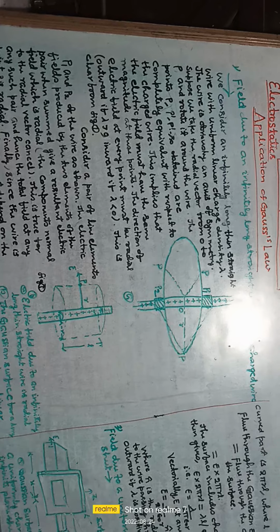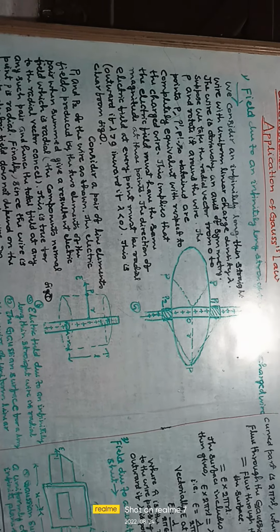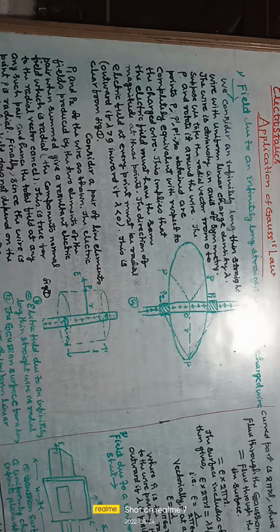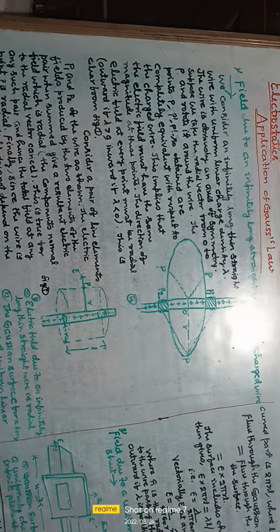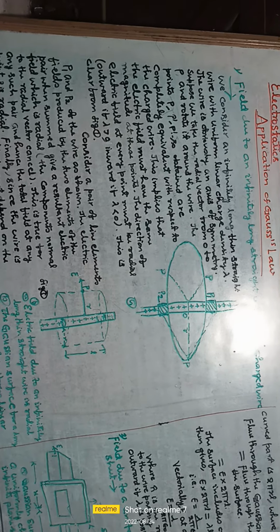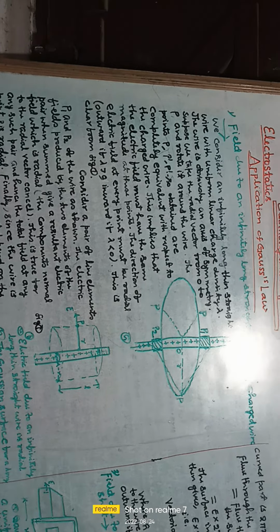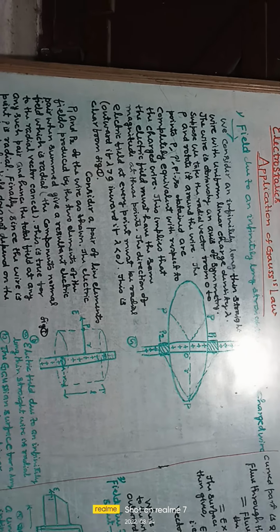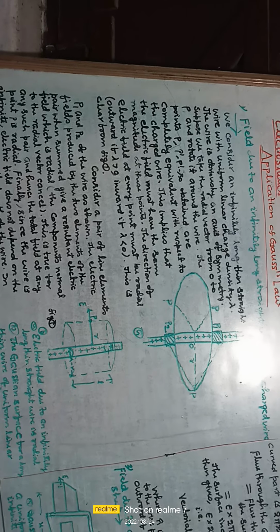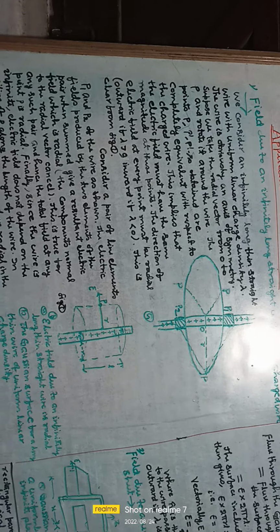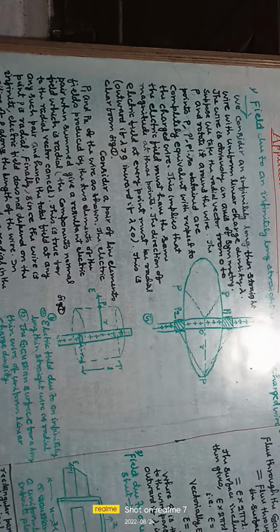Outward if lambda is greater than 0. Inward if lambda is smaller than 0. कहने का मतलब है कि चार्ज डेंसिटी जब 0 से बड़ा होगा तो ये E आउटवर्ड होगा और जब 0 से छोटा होगा तो इनवर्ड होगा. This is clear from figure 1.